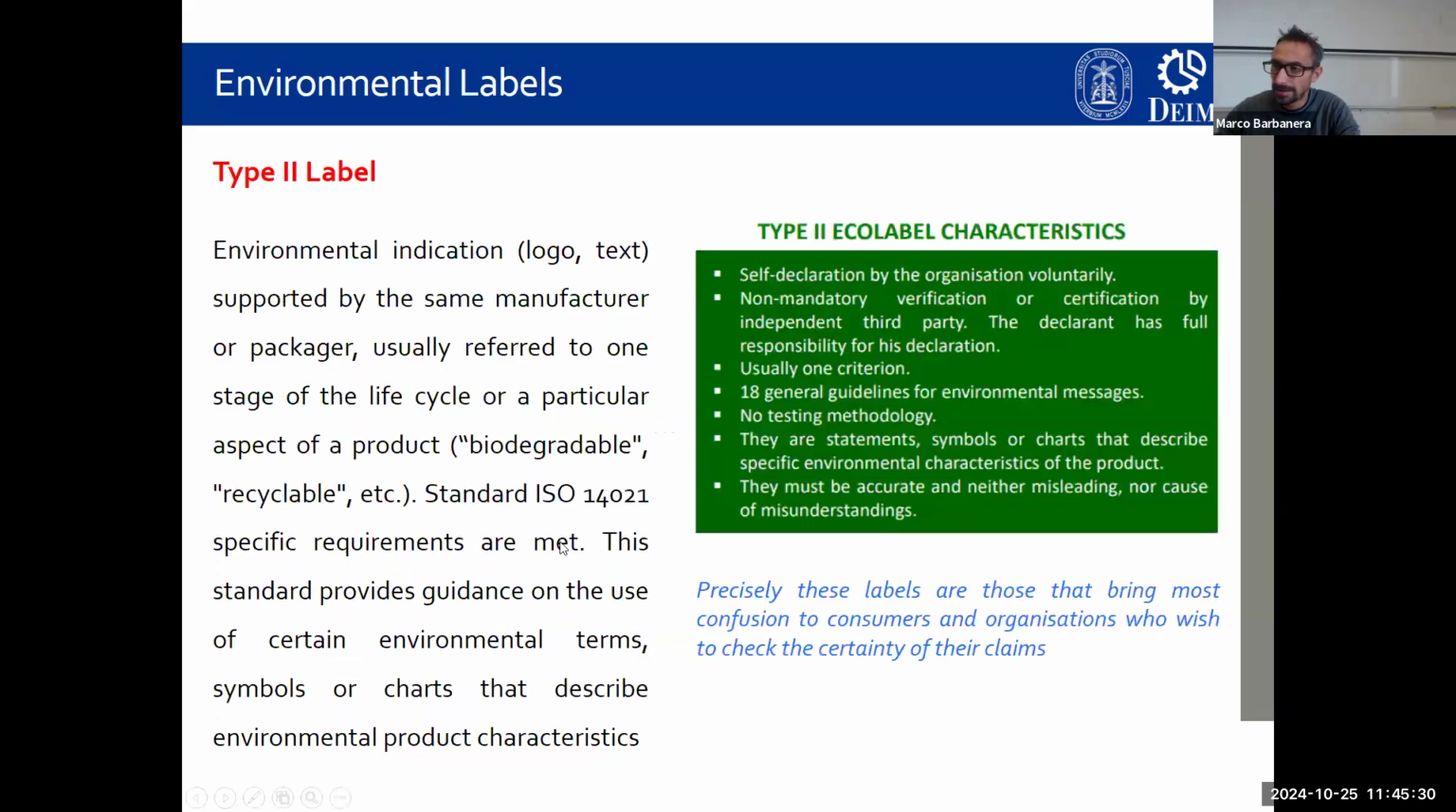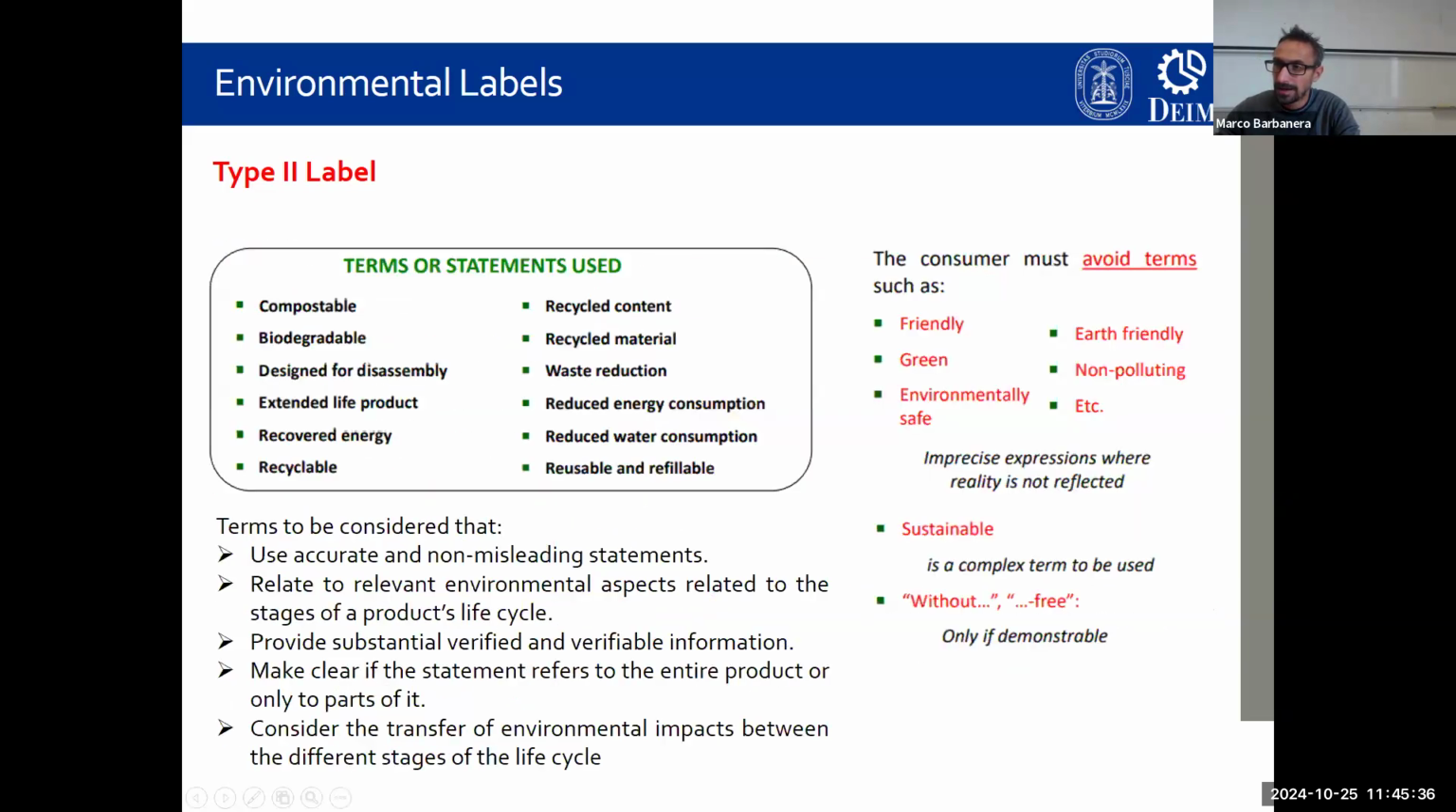So in the ISO standard 14021, you can find different criteria for these self-declarations. For example, the company cannot use general terms as, for example, friendly, green, environmental safe, earth friendly, because these kind of terms can generate the so-called greenwashing, okay?